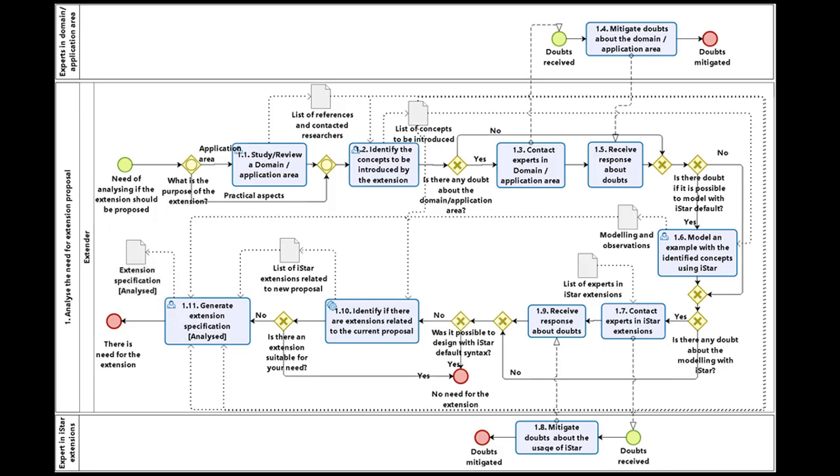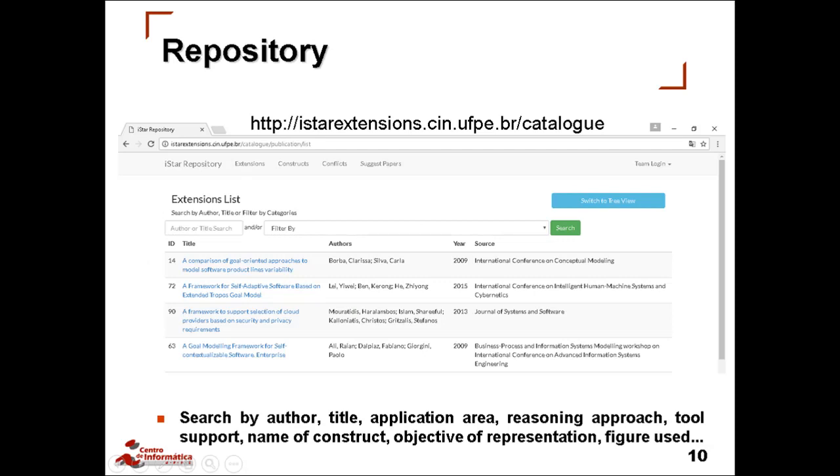In task 1.10, the extender uses a catalog of iStar extensions. This catalog is a repository of the extensions identified in the systematic literature review that we mentioned at the beginning of the presentation. The extenders can search extensions by author, extension title, constructs, among others, and it is available at the link that is displayed on the screen.